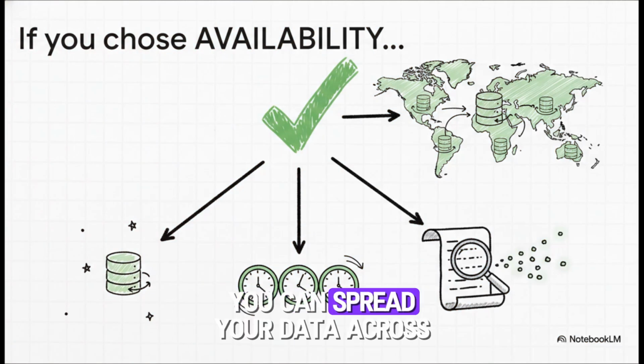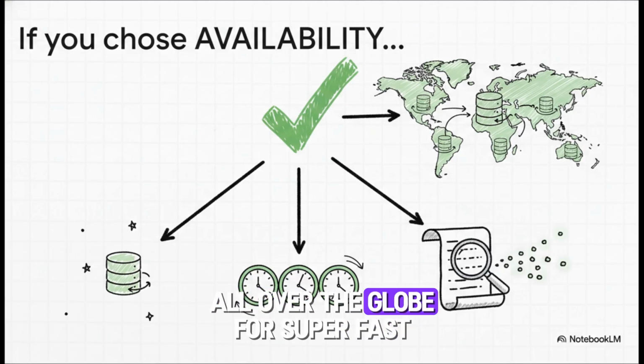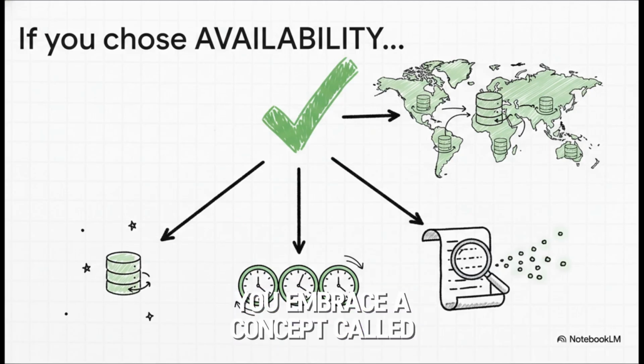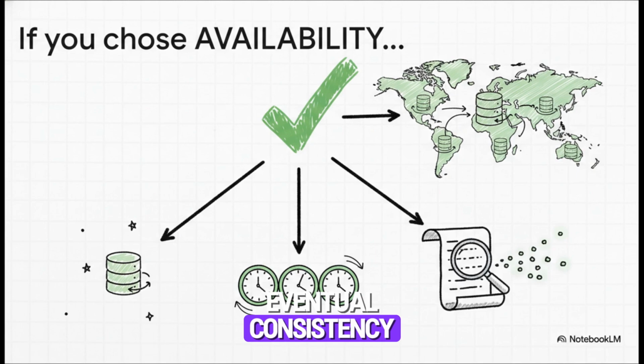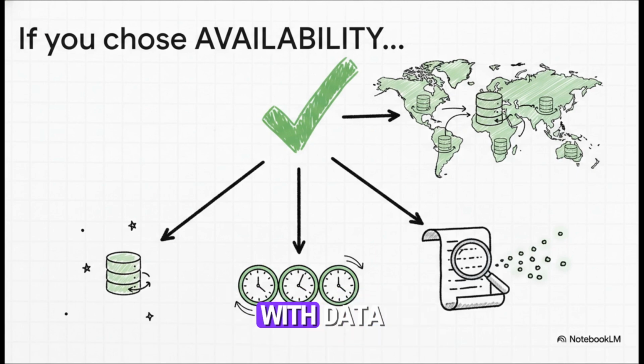Now, if you pick availability, you're opening up a totally different world of design patterns. You can spread your data across tons of servers all over the globe for super fast reads. You embrace a concept called eventual consistency, which basically means you're okay with data taking a little while to sync up everywhere because you trust it will eventually.